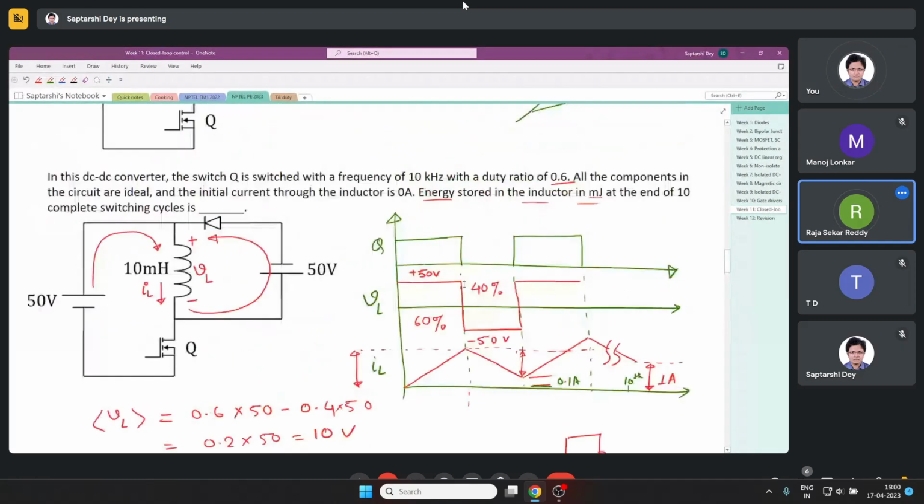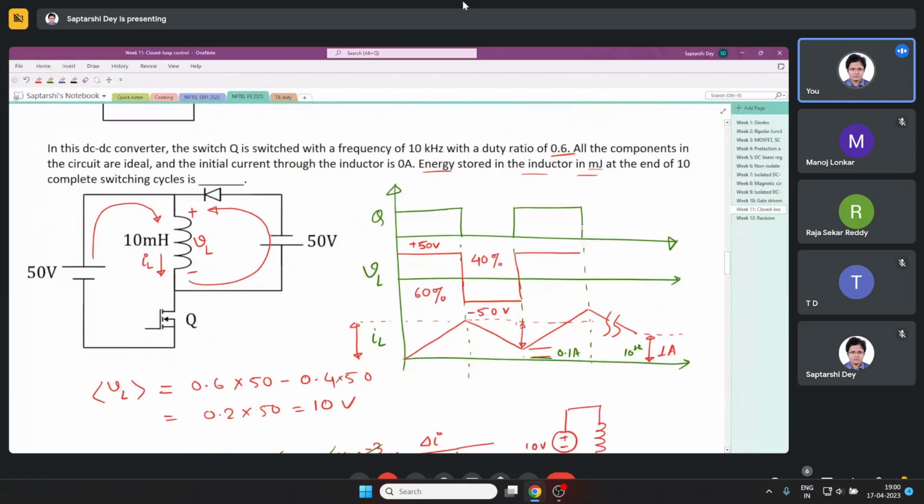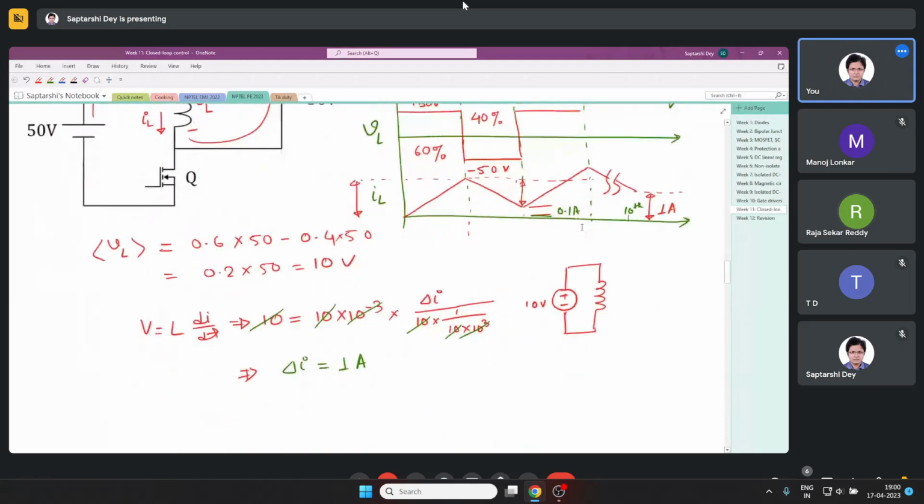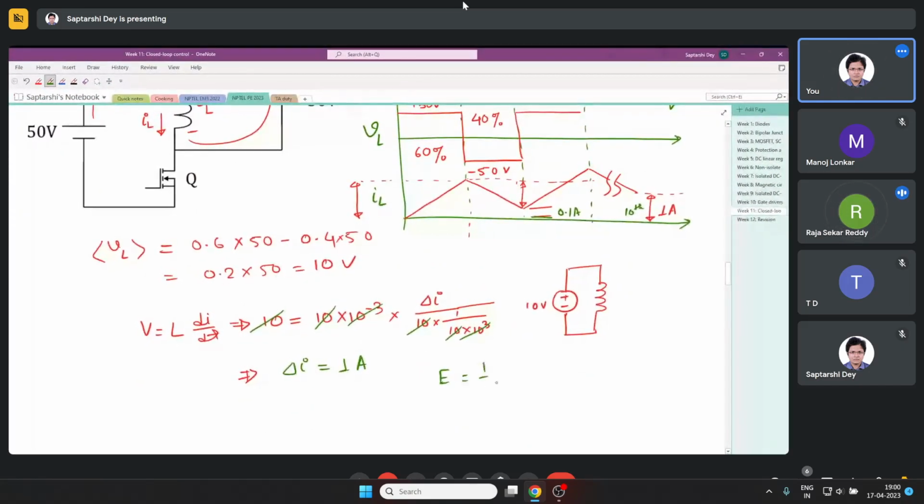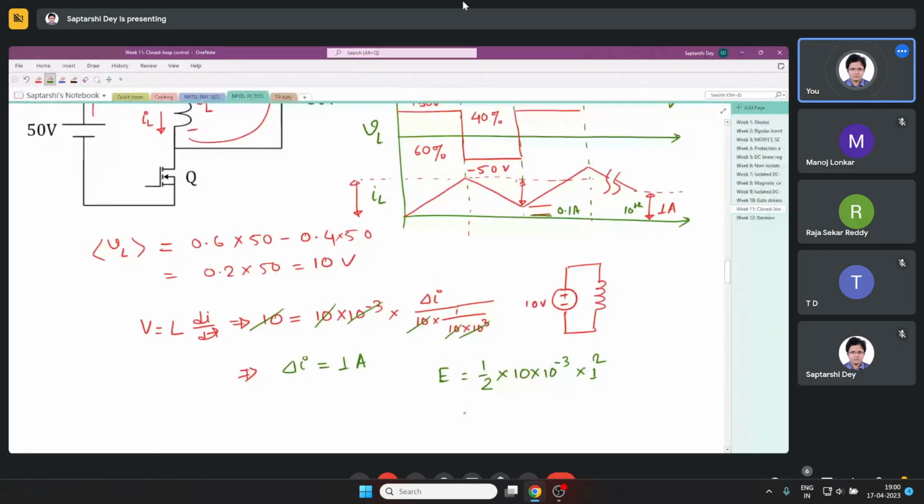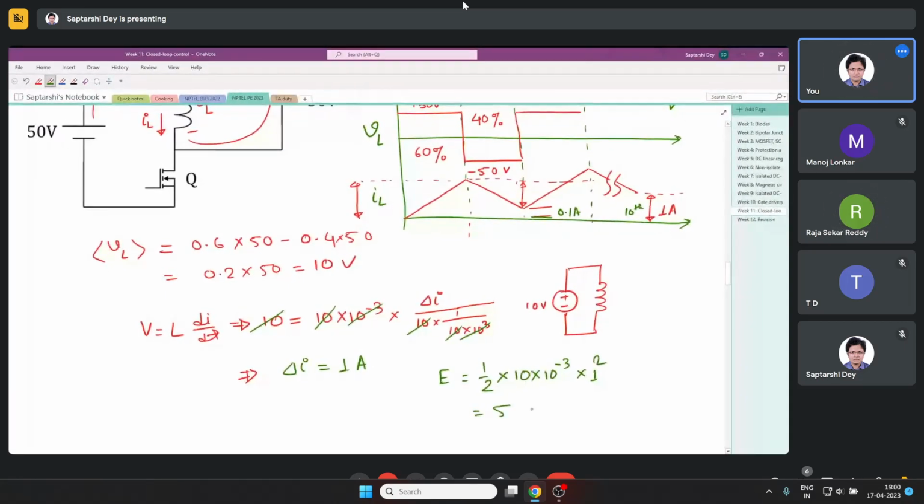So the question is the energy stored in the inductor in millijoules at the end of 10 complete switching cycles. So energy E is half L i squared, so half times 10 millihenry times 1 squared, so this is basically 5 millijoule.